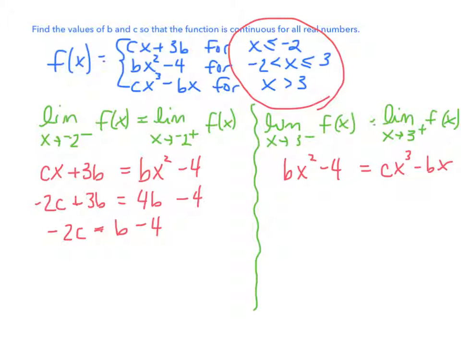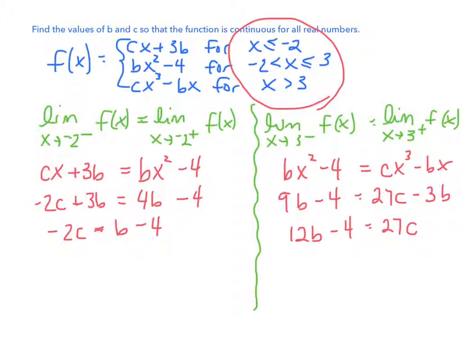Same thing. This time I'm going to put 3 in for x because now we're looking at the limit as x approaches 3. So we're looking at 3 squared, which is 9, times b minus 4, is equal to 3 cubed, which is 27c, minus 3b. Okay, and just like on the other side, I can clean that up with one more step by adding the 3b over. So I'd end up with 12b minus 4 equals 27c.